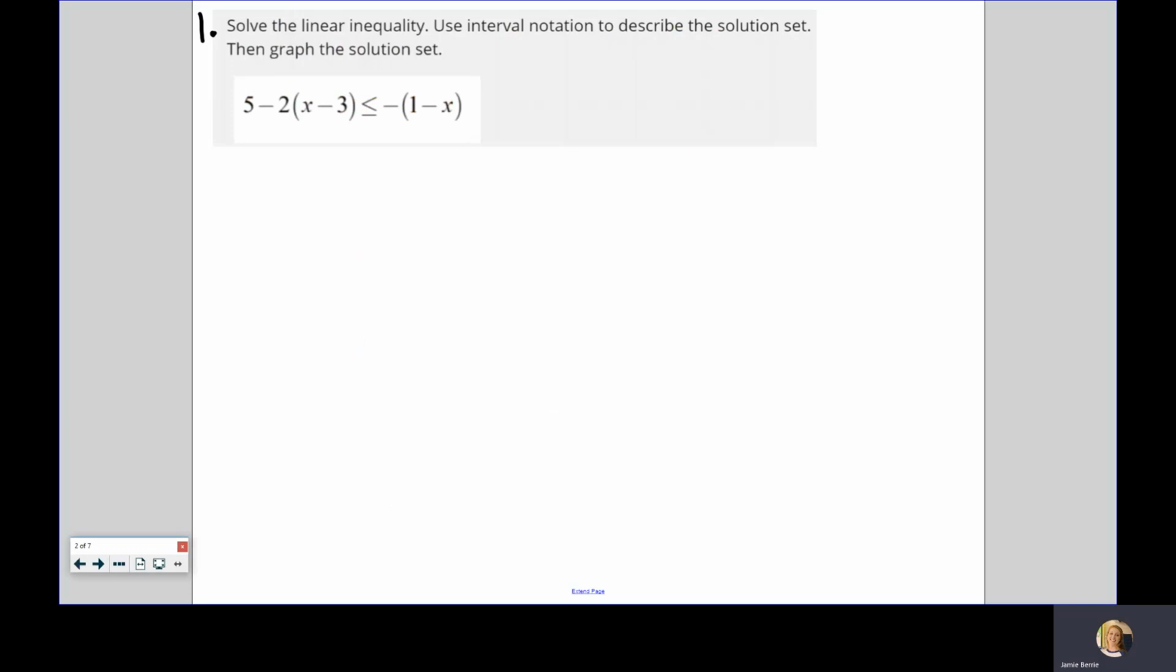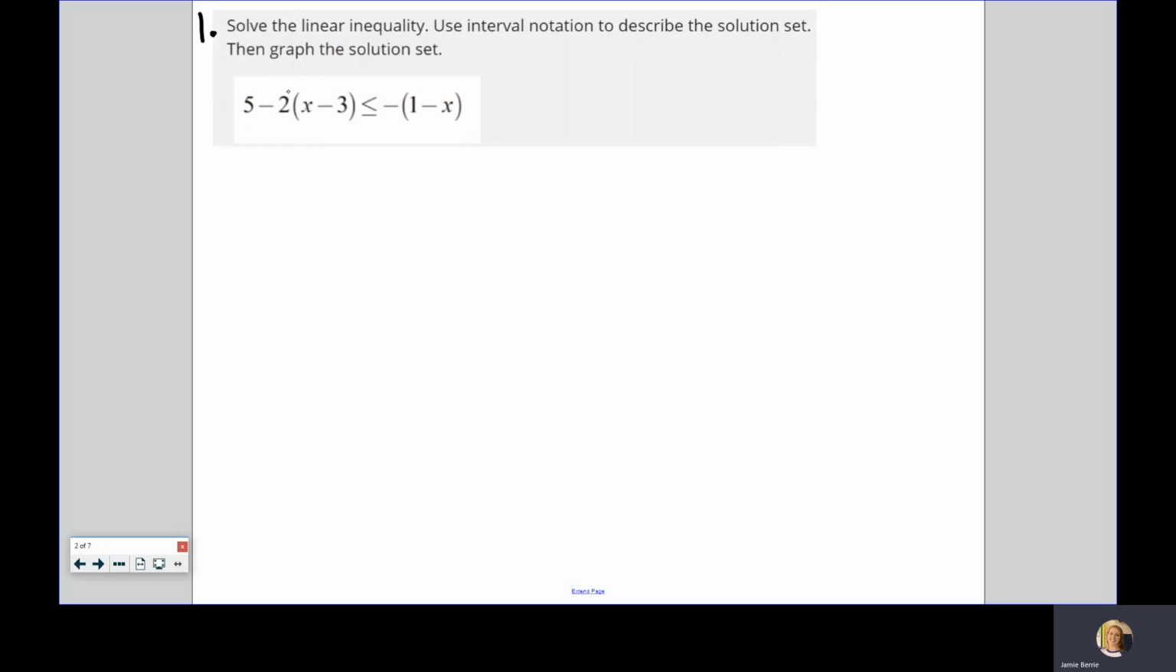It says here, solve the linear inequality, use interval notation to describe the solution set, and then graph the solution set. All right, so here we have 5 minus 2 times (x minus 3) is less than or equal to negative (1 minus x). So you may have to pause the video, take a second, write this down. I'm going to go ahead and get started.